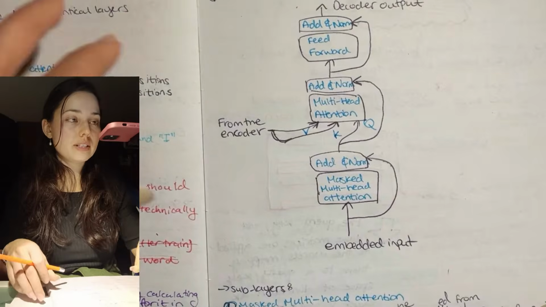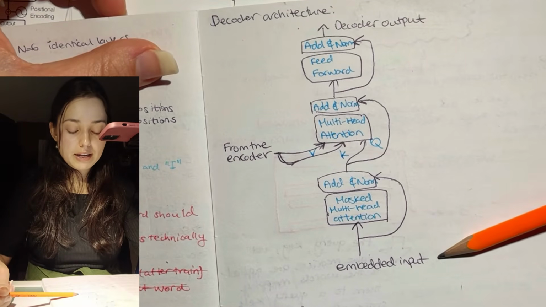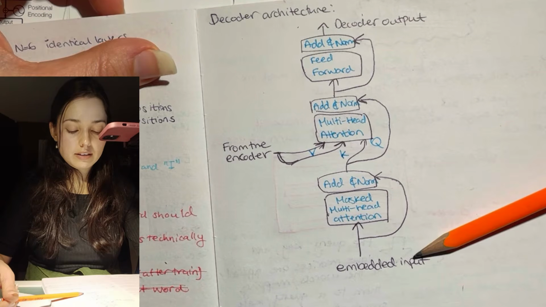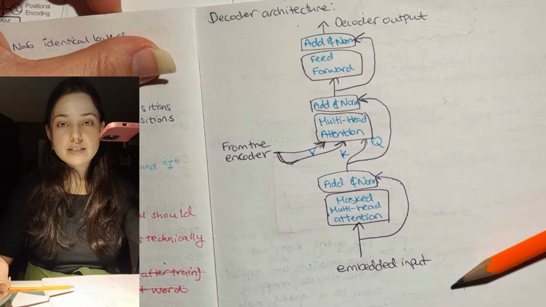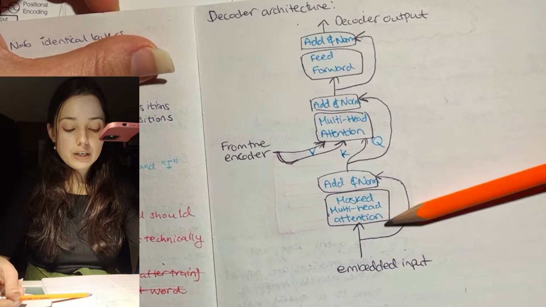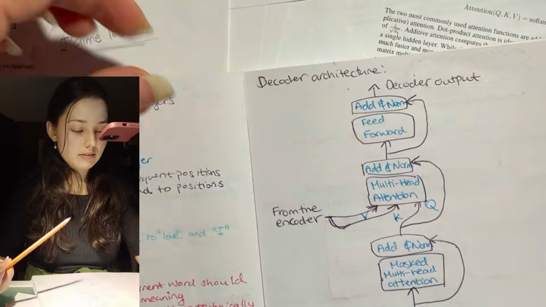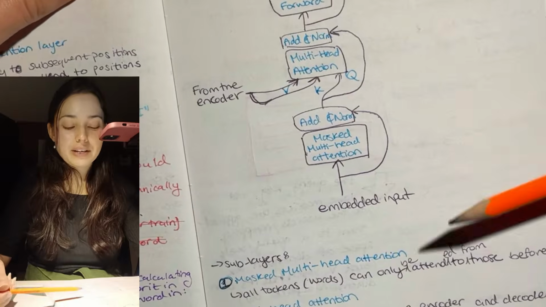Now, going through the decoder architecture, again, we have the input from the embedding. We have the embedded part of the sentence that's already in the desired target language. We take it through this masked attention. Sorry, this one is masked.